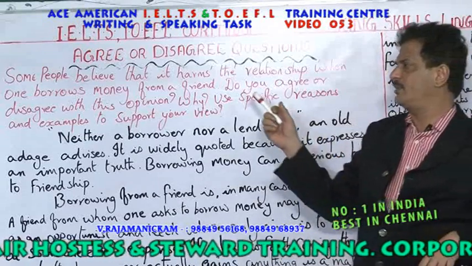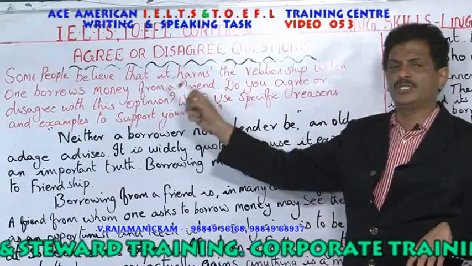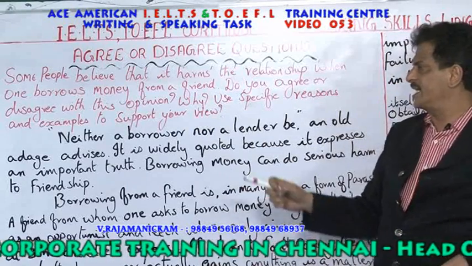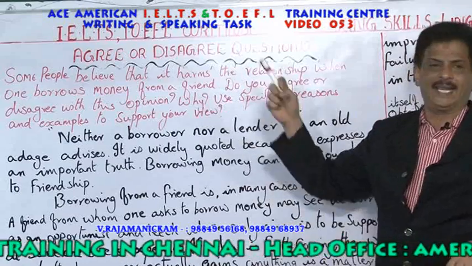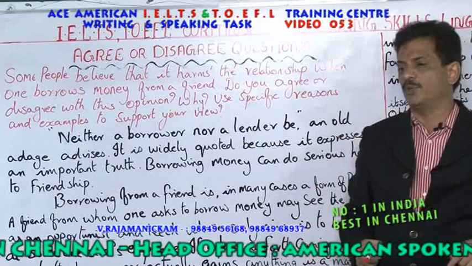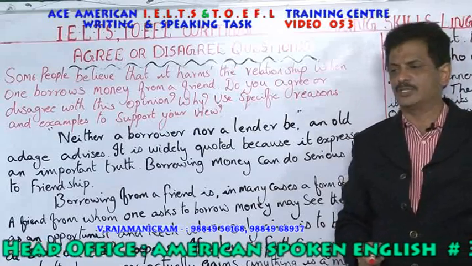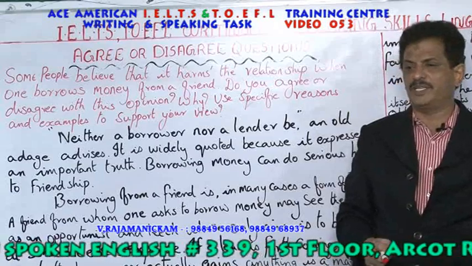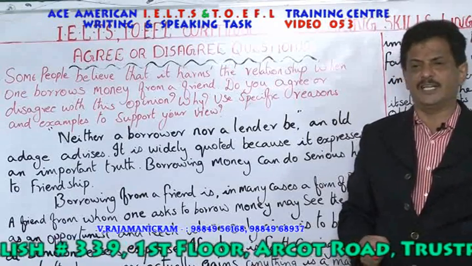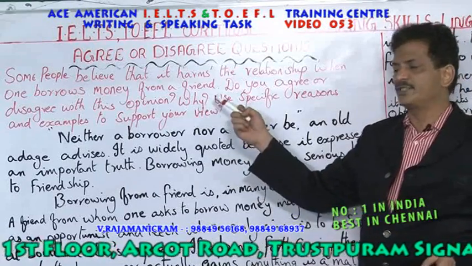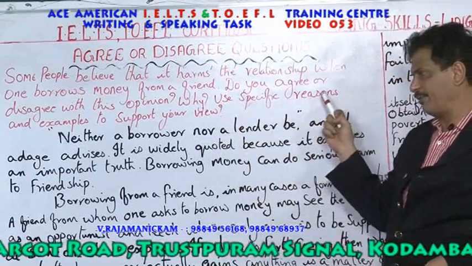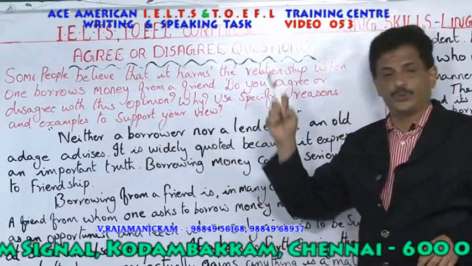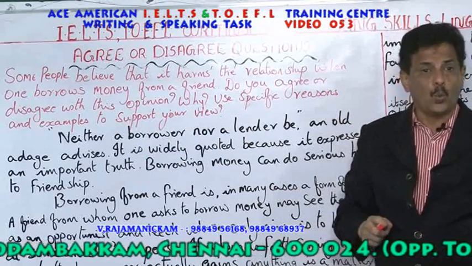This is the topic. You have to see the topic here. Do you agree or disagree with this opinion? Are you going with this statement? You have to say why. Suppose you agree, you have to say why you agree that of course borrowing money spoils the friendship. If you disagree, you say no, by borrowing money from a friend, it doesn't spoil the relationship, it doesn't spoil the friendship. You have to say why. Use specific reasons. You have to say the reasons and the examples to support your view. Supporting your view, you have to say why it is so.